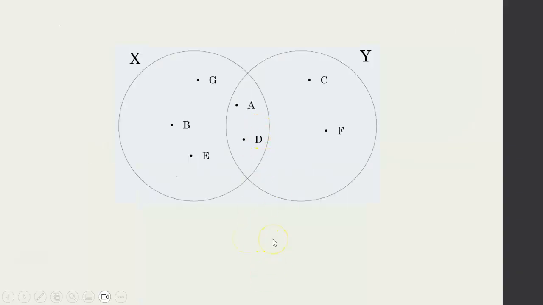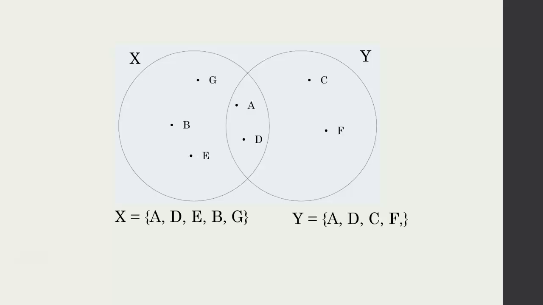Now, what happens if we were given the Venn diagram and we're told, okay, find set X and find set Y? So I'll look at set X first. What's inside the X circle? Well, I have A, I have D, and then I have everything over here. So I have E, B, and G. So I have A, D, E, B, and G. Then I'm going to look at Y. So I always look, Y has the intersection as well. So it's going to be A and D, and then it also has C and F. So that's how you would write the set if you were given the Venn diagram, working backwards.